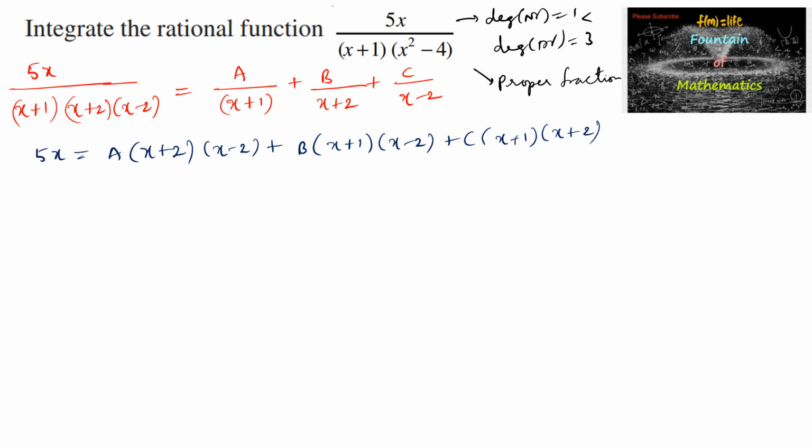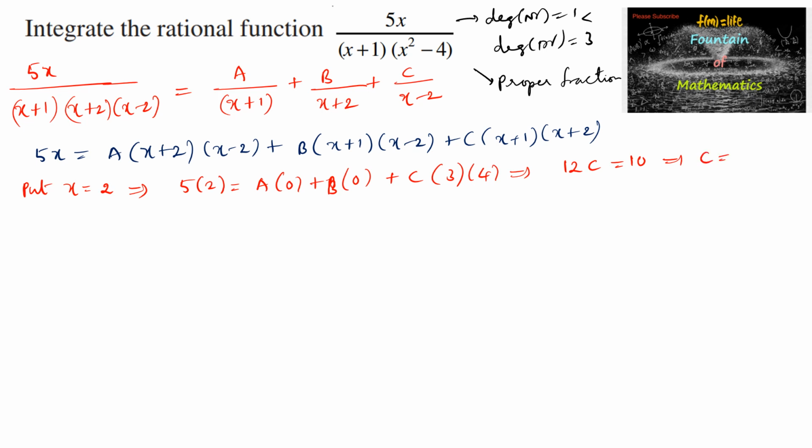To get the constants, let us substitute. Put x is equal to 2, so that 5 into 2 is equal to a times the first term, which becomes 0 because x minus 2 is the factor. So a times 0 plus b times, the second term, x minus 2 is a factor, so we can take 0 here also. And third, c times of 2 plus 1 is 3 and 2 plus 2 is 4. So we can write 12 times c is equal to 10. So c is equal to 10 over 12, or we can write 5 by 6.